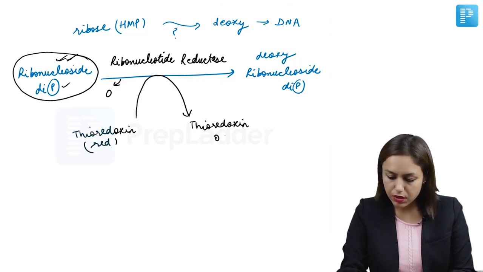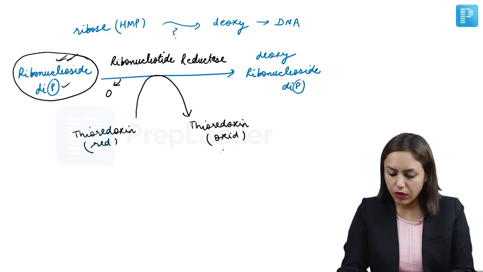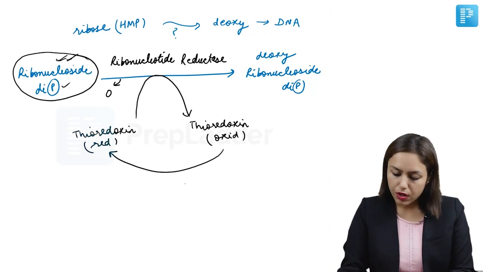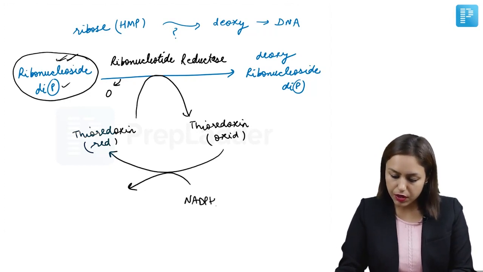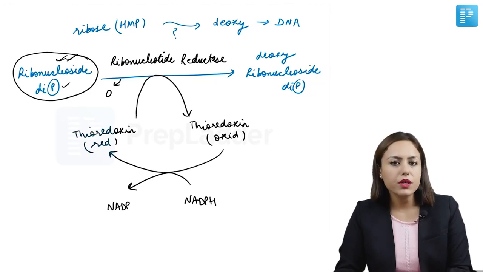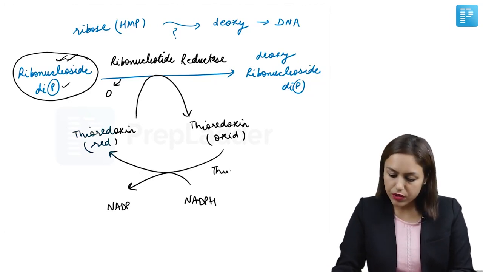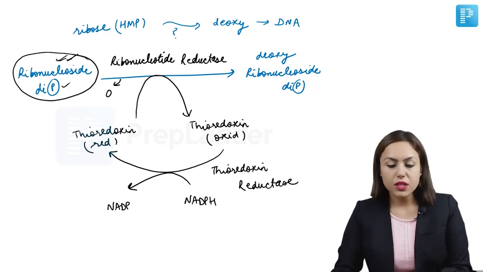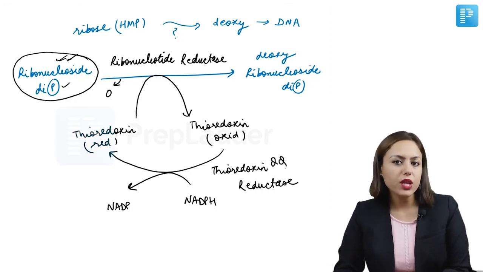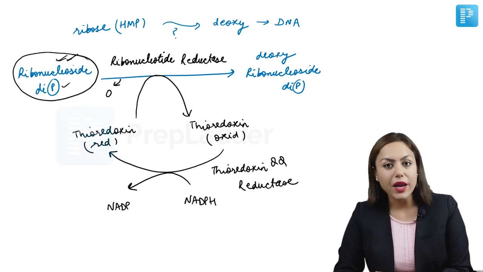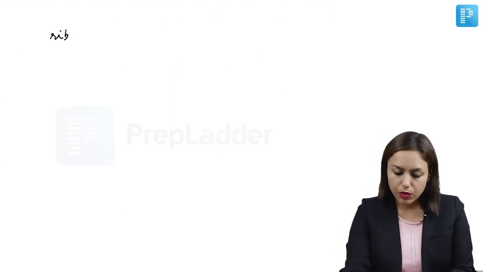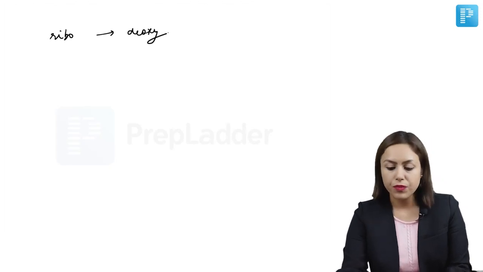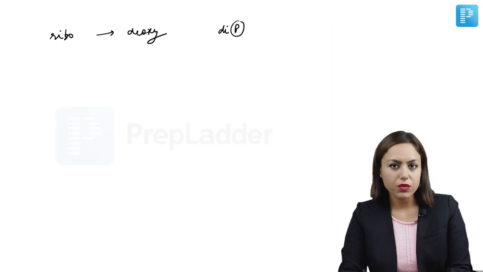Thioredoxin is getting oxidized, right? Now again we have to replenish the reduced thioredoxin form. So here we have NADPH as the ultimate donor of hydrogens, and the name of the enzyme is thioredoxin reductase, right? This enzyme thioredoxin reductase is a selenoprotein, meaning it has selenocysteine amino acid at its active site, that is the 21st amino acid, okay. So ribo to deoxyribo conversion occurs at the level of diphosphate, okay.